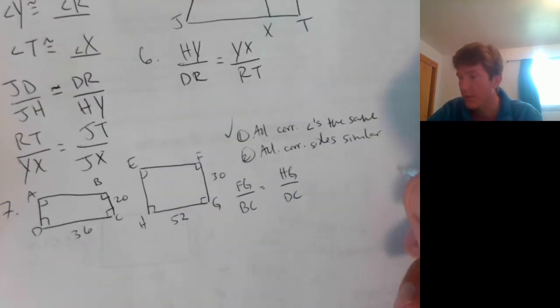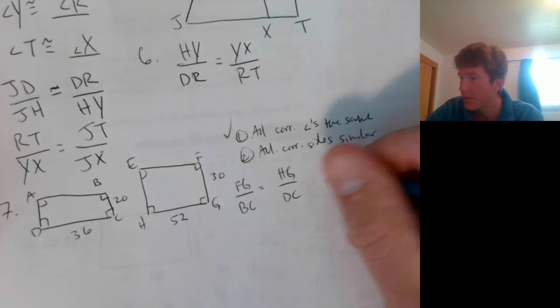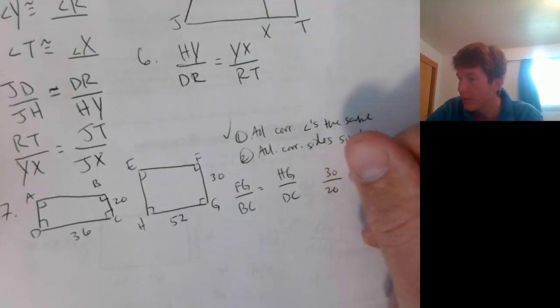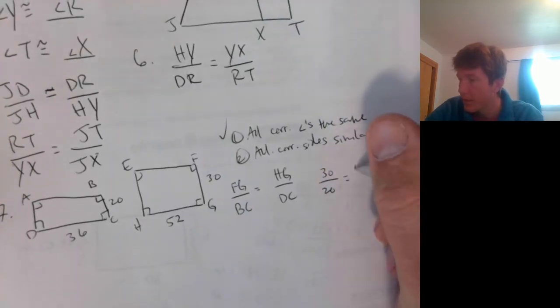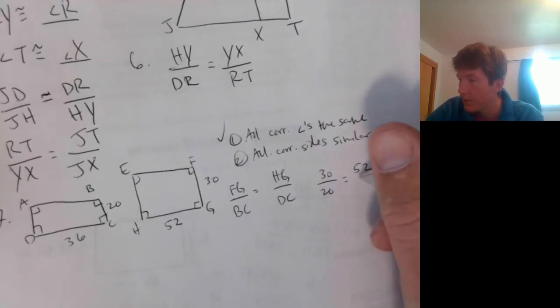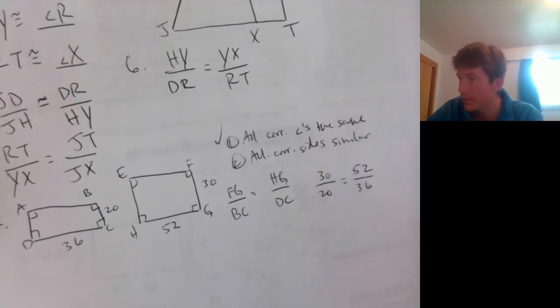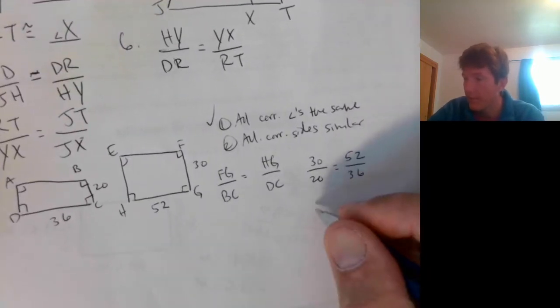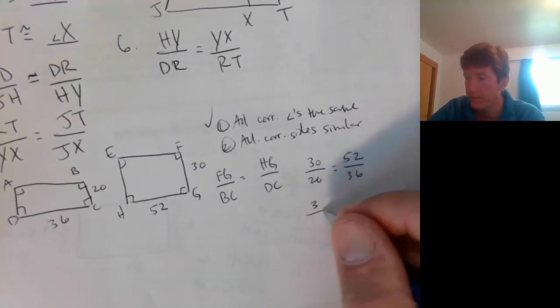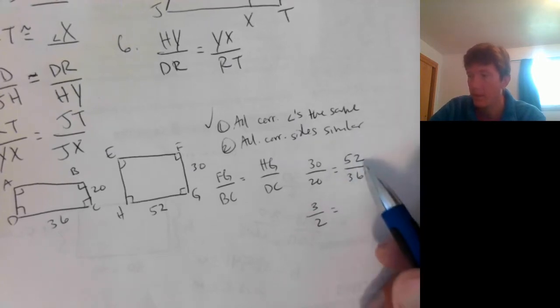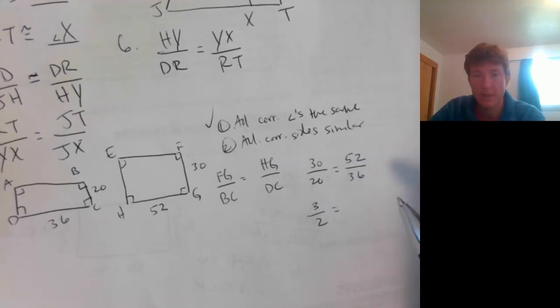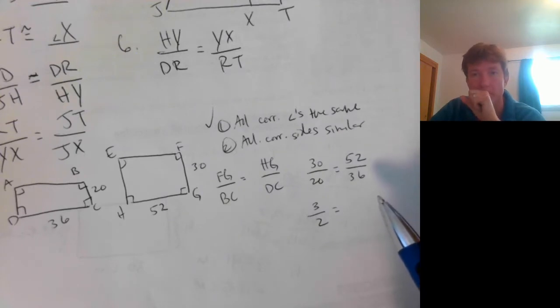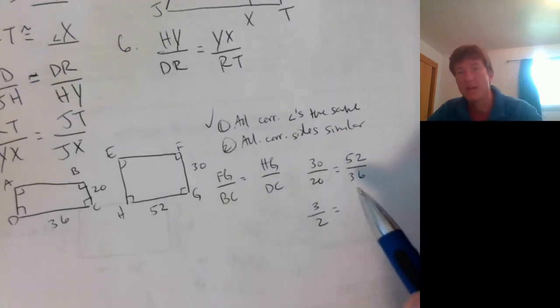That means they have the same ratio. So FG is 30, BC is 20, HD is 52, BC is 36. This here simplifies to 1.5, so this is 3/2 basically. If this simplifies to 1.5, then it's true. It's not. Okay, so check it out.